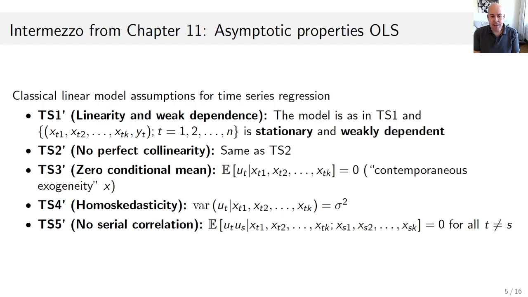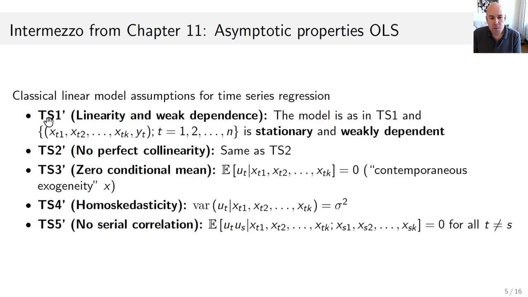So what you see here is a set of assumptions, TS1' up to TS5', that correspond to the assumptions we have seen before in chapter 10. These were TS1 up to TS5. These assumptions are important for deriving asymptotic properties of the OLS estimator. Let's look at them in some more detail.